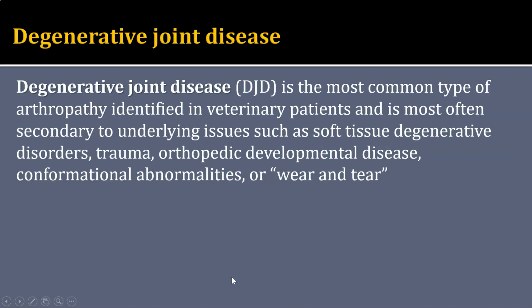Degenerative joint disease, DJD, is the most common type of arthropathy identified in veterinary patients and is most often secondary to underlying issues such as soft tissue degenerative disorders, trauma, orthopedic developmental disease, conformational abnormalities, or even just wear and tear as a patient ages.